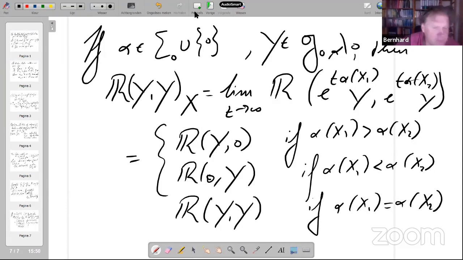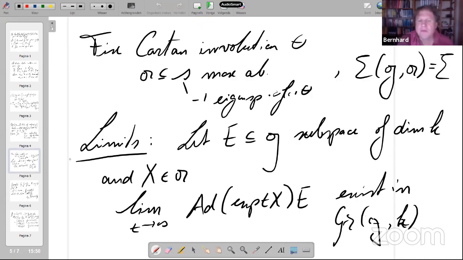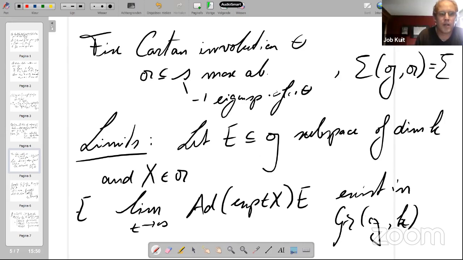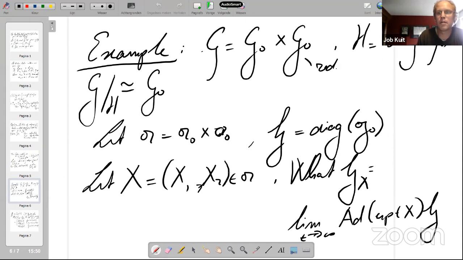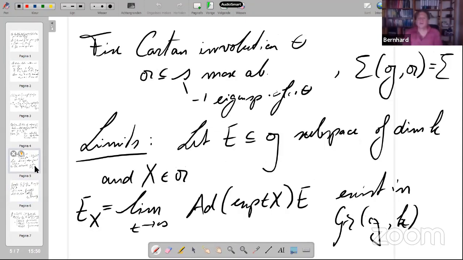I have a question. Sure. Did you introduce this notation E sub X? I'm not sure. On page 4. Yeah, so I want to denote the limits by this. I think I wrote it here. So I want to look at H_X as a limit.